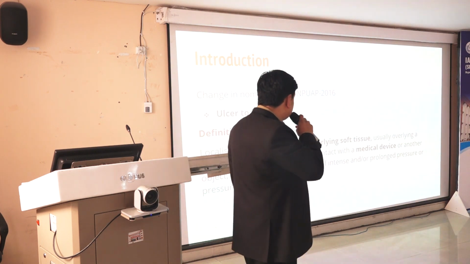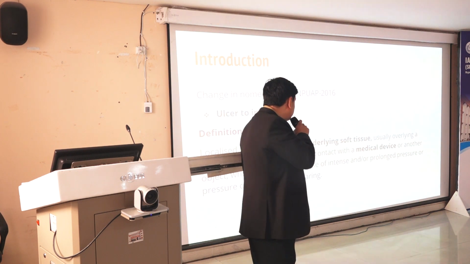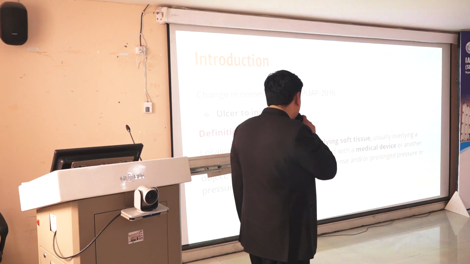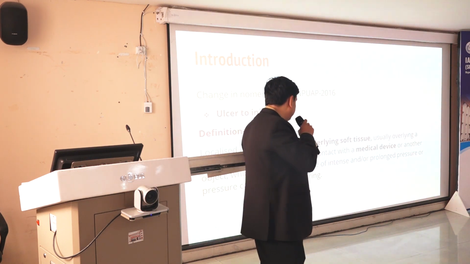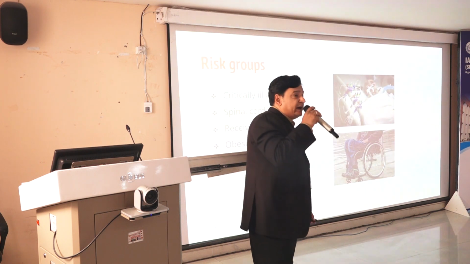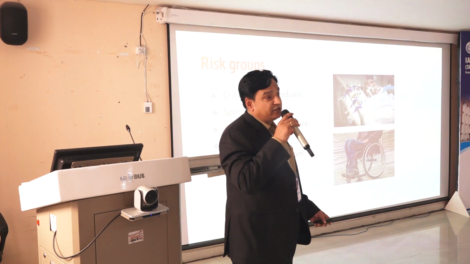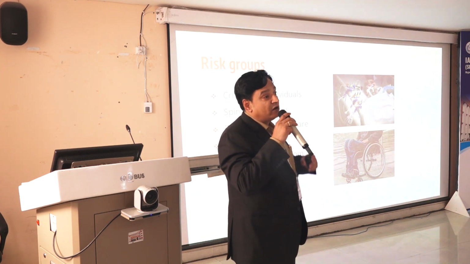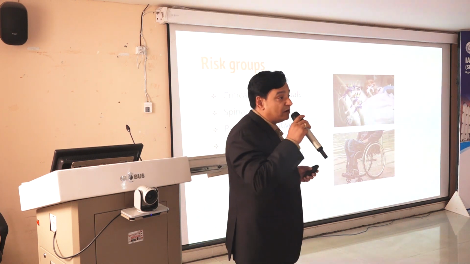So, localized damage to skin and underlying soft tissues, usually overlying a bony prominence or caused by contact with a medical device or other object, which develops because of intense and prolonged pressure, or pressure combined with shearing. Whenever you find a spinal cord injury patient, there is always associated trauma, of that magnitude that the impact has gone inside around say 6 inches and dislocated that vertebral column.